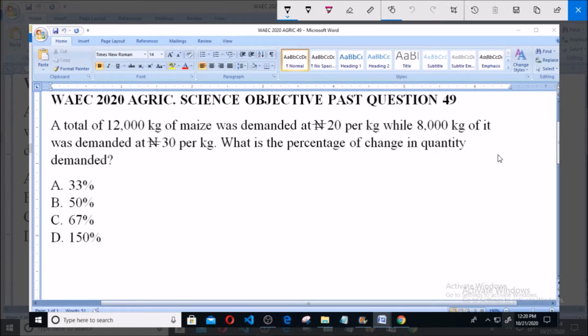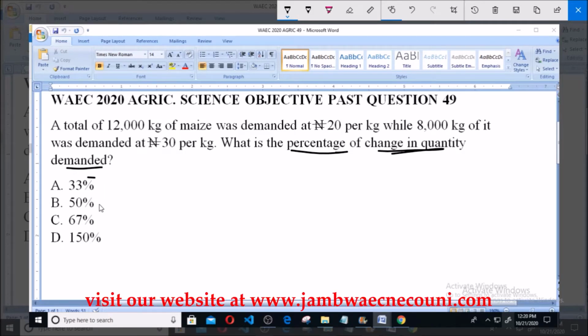A total of 12,000 kg of maize was demanded at 20 naira per kg, while 8,000 kg of it was demanded at 30 naira per kg. What is the percentage of change in quantity demanded? Now this is a question on calculating percentage of change in quantity demanded. Now option A says 33%, B 50%, C 67%, D 150%.